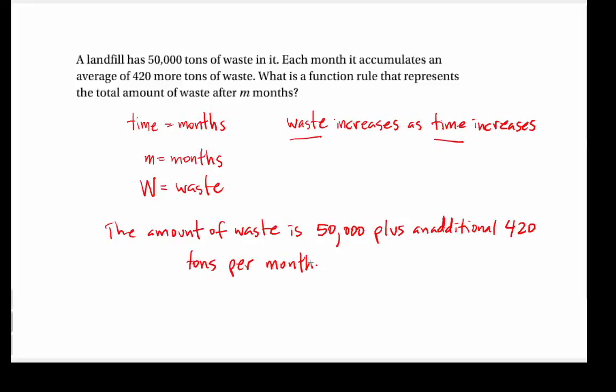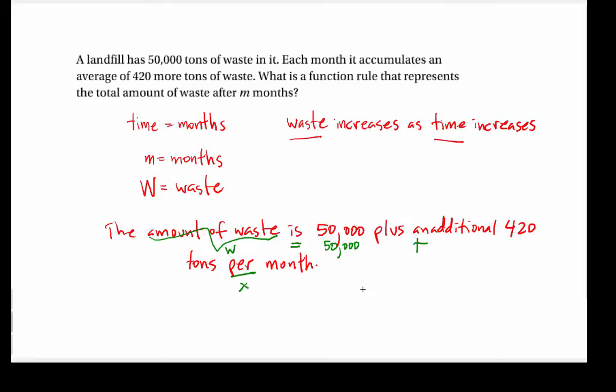Okay, so the amount of waste in this landfill is 50,000 tons plus an additional 420 tons per month. So, here again, we've got to kind of take this sentence and pick it apart. This part is our variable W is an equal sign. Here we have 50,000, which we'll use, plus an additional means add. 420 tons per means multiply for 420 per month.